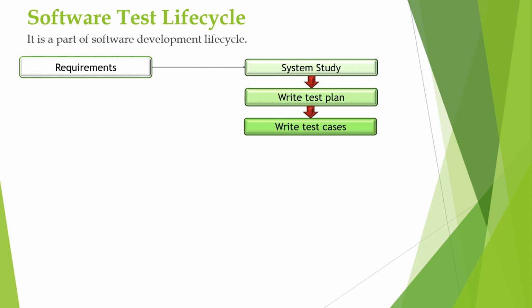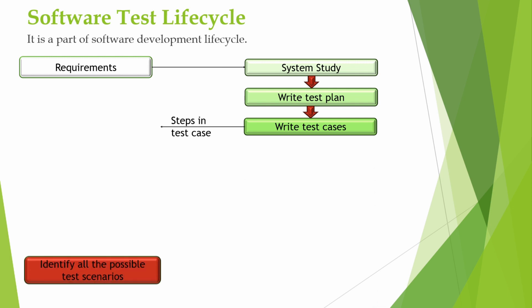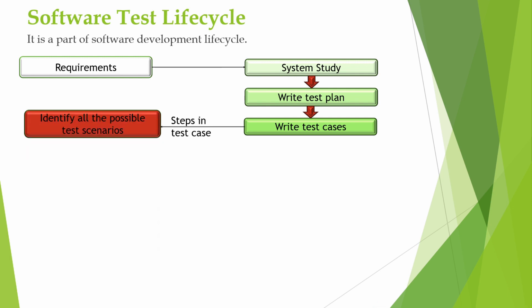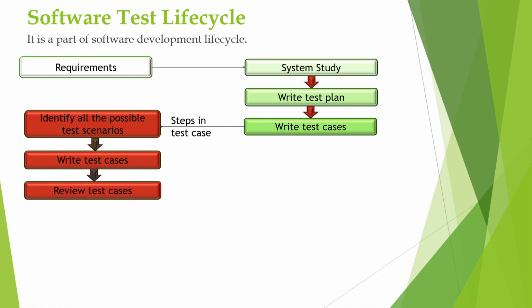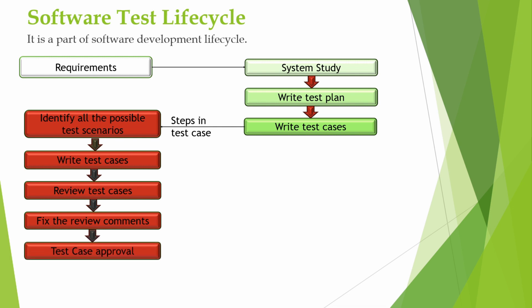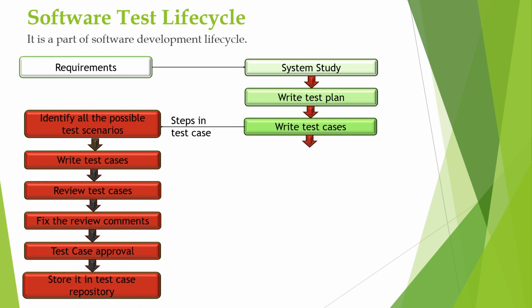Once we complete the test plan, we will start writing the test cases. We will identify all the best possible test scenarios, and then we'll start writing the test cases by applying test case design techniques. Once the test case writing is completed, the test cases are sent for the review process. If there are any review comments, we need to fix them, and then the test cases are sent to the test lead for approval. After the approval, all the test cases are stored in the test case repository.